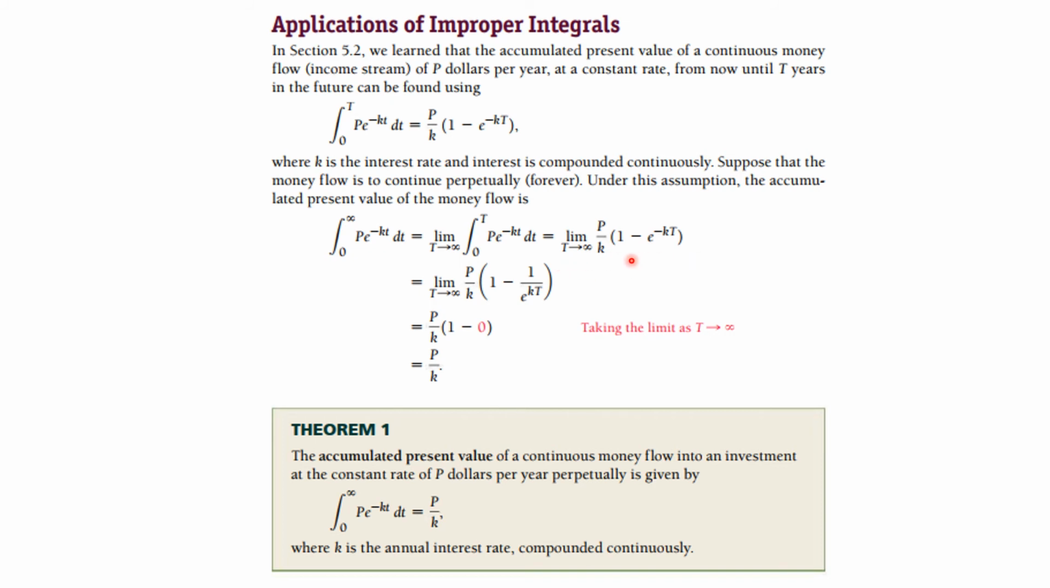And this is a calculation that we do. We computed it right up here, and we're just using this result. We're taking the limit as capital T goes to infinity, but as capital T goes to infinity, this goes to 0. So this is going to be P over K. And this actually then is a theorem. That's the proof of the theorem. The accumulated present value of a continuous money flow into an investment at a rate of P dollars per year perpetually is given by P over K, where K is the annual interest rate compounded continuously.